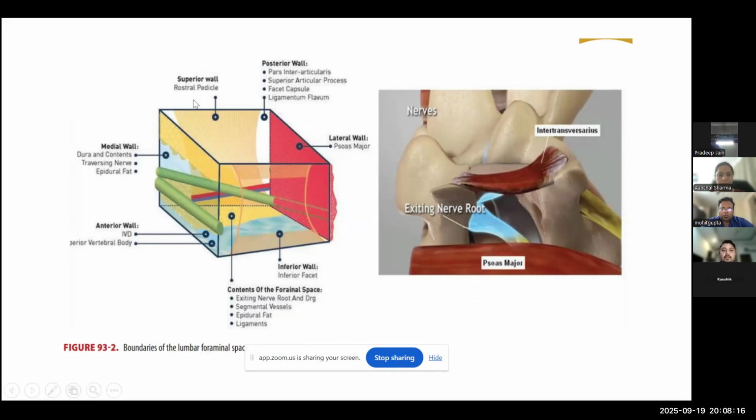The superior wall is formed by the rostral pedicle, the inferior wall by the inferior facet, the anterior wall by the intervertebral disc, and the posterior wall by the pars interarticularis and superior articular process. The medial wall is formed by the dura, the traversing nerve root, and the epidural fat, and the lateral wall by the psoas major muscle.